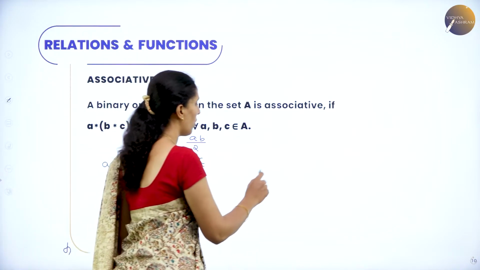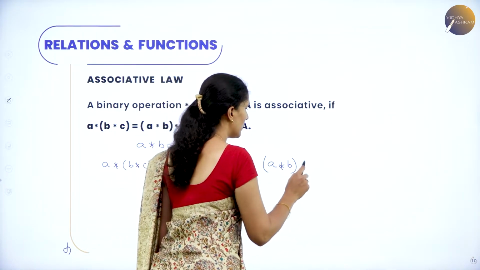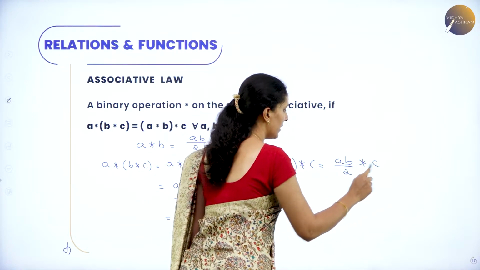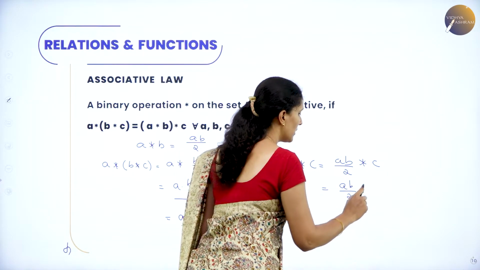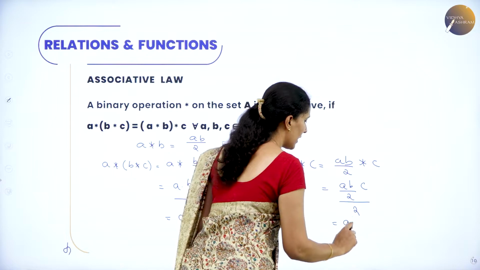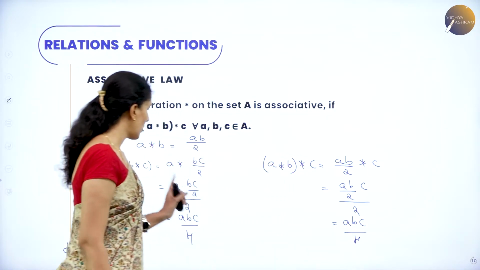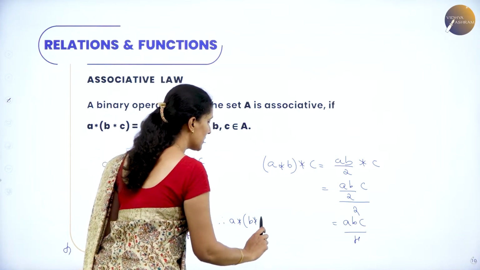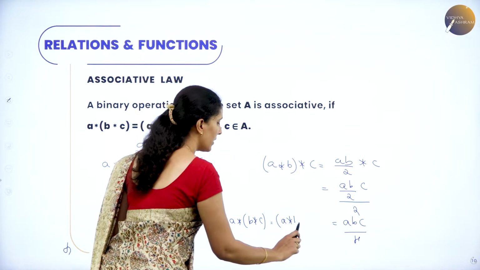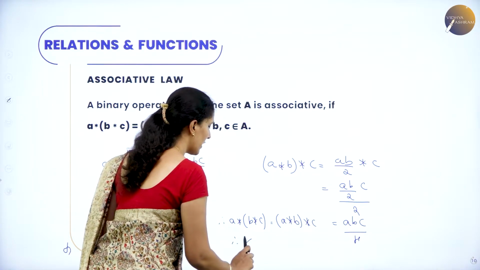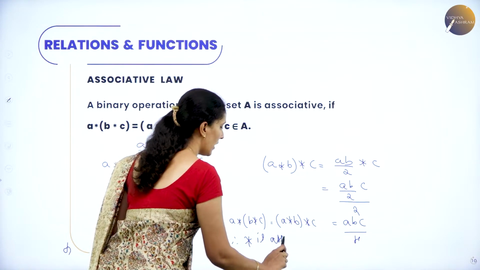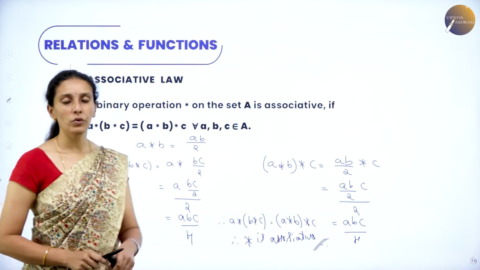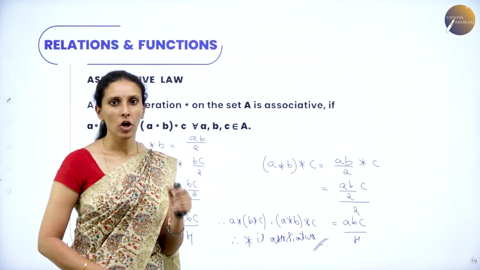Now let's check it for (A star B) star C. A star B means AB by 2 star C. Here it is again AB by 2 into C, divided by 2, which is ABC divided by 4. So clearly from these two, we got A star (B star C) is equal to (A star B) star C. So therefore, we can say star is associative. So this is how we prove whether the star is associative or not.